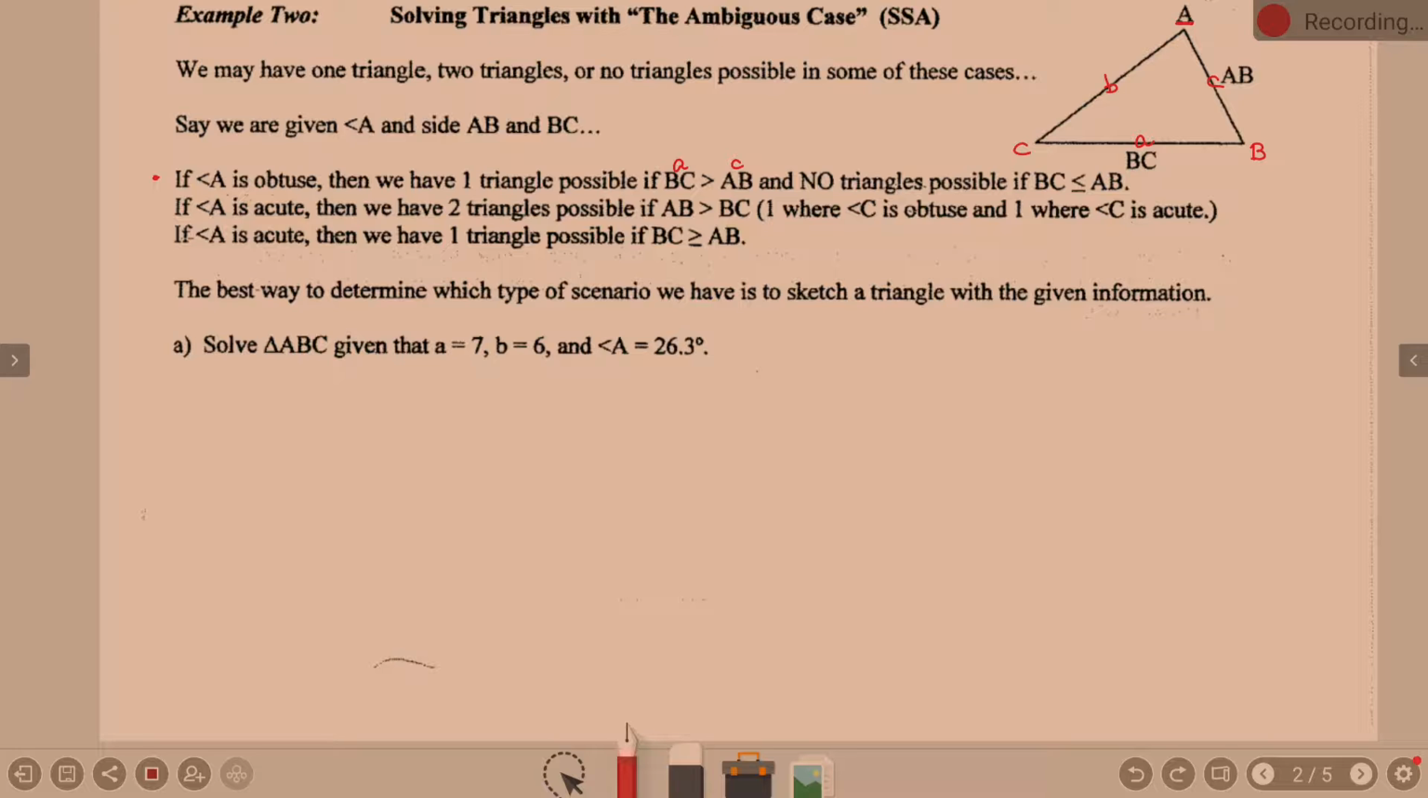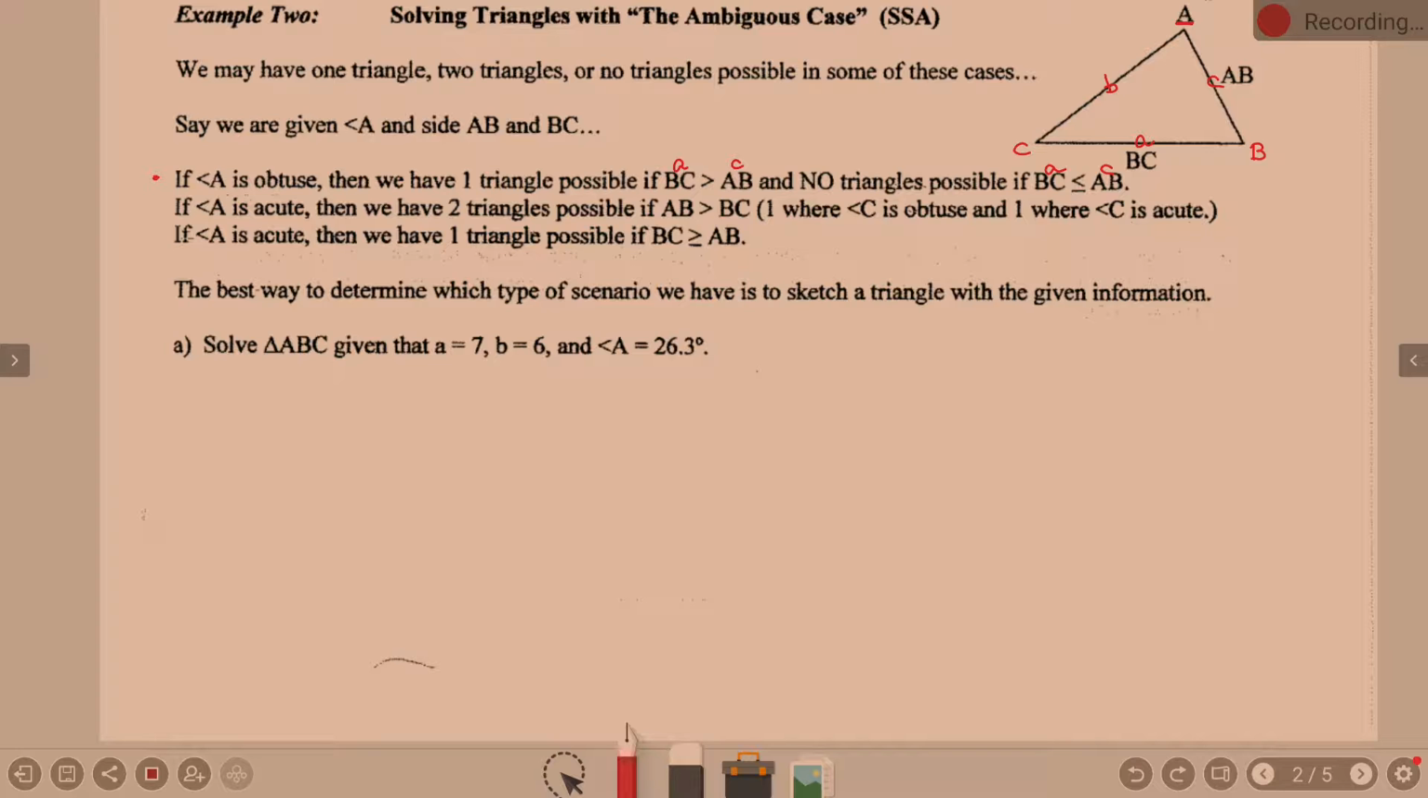Shortest side has the shortest angle across from it. I should be saying that the other way around. But so, if your angle is obtuse and the side opposite is larger than the other, then one triangle is possible. If, however, it's the other way around, so if your largest angle is across from the side that's not the largest side, there ends up being no triangles possible. Okay, and again, I'm going to demonstrate these.